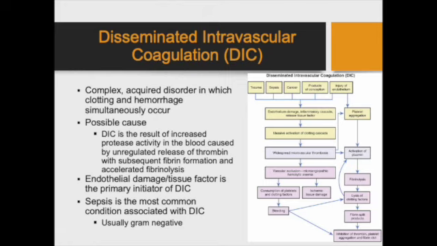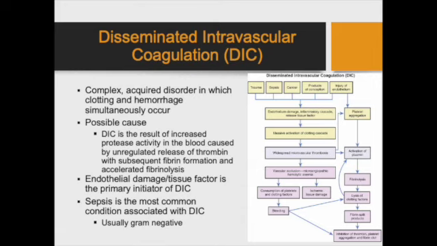Now, sepsis is the most common condition associated with DIC, and usually it's a gram-negative microorganism. However, there are some gram-positive ones as well, also fungi, protozoa, and viruses. These are all capable of precipitating DIC by causing damage to the vascular endothelium. But gram-negative endotoxins are the primary cause of this endothelial damage, and it occurs in about 50% of individuals with gram-negative sepsis.